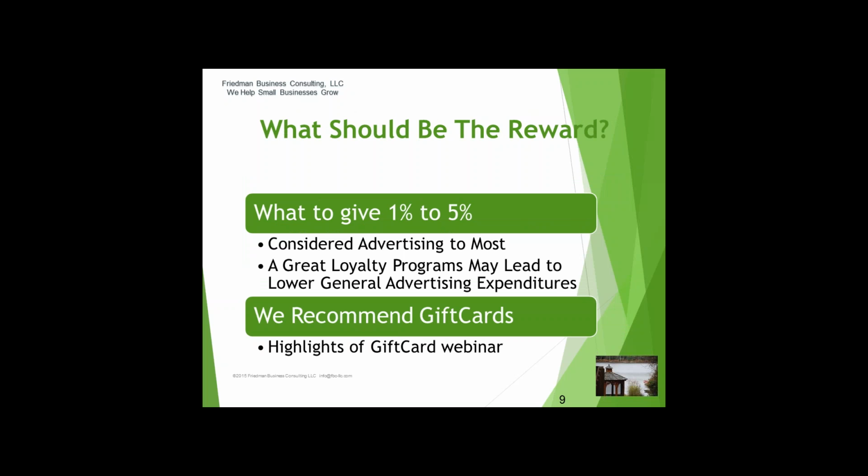What should the reward amount be? Most businesses are in the 1 to 5% of purchases. Most businesses consider this as advertising. And if you have a really good loyalty program going, I've known businesses that have not done any other spend in advertising. Yeah, they'll do free stuff through social media and things like that, but have stopped all their newspaper and couponing, etc., except through their loyalty and social media side.